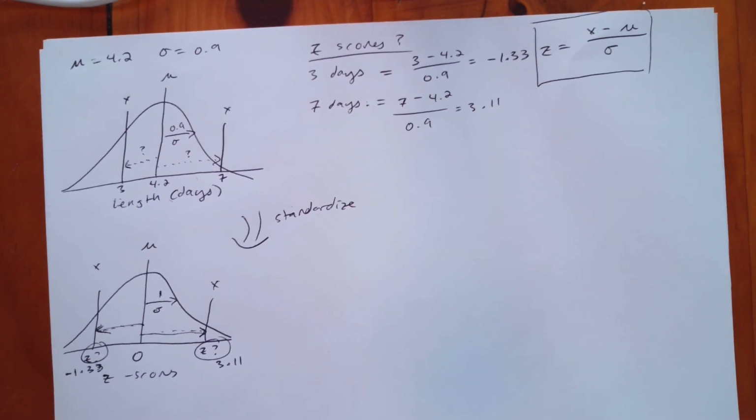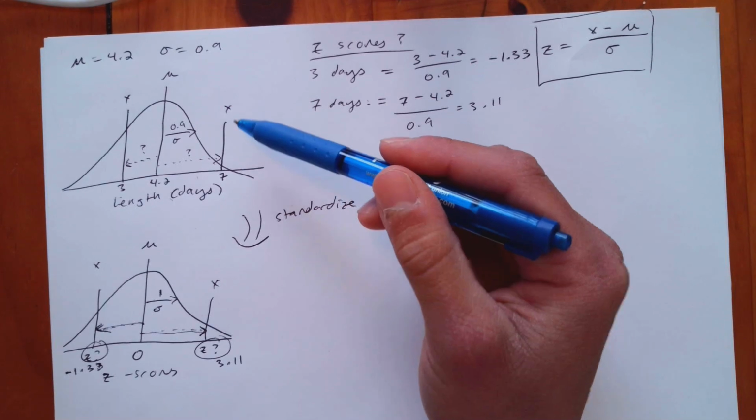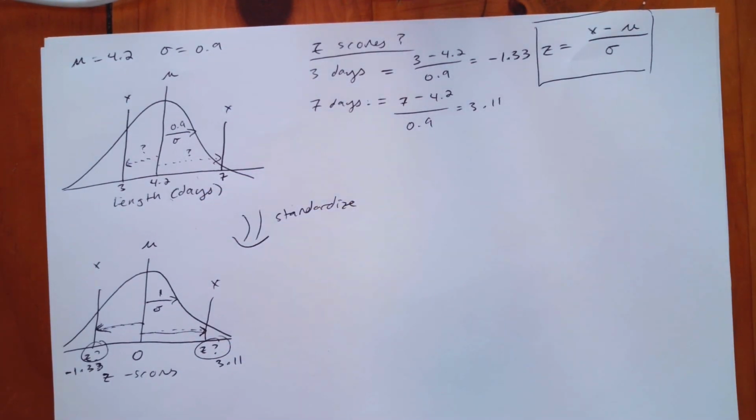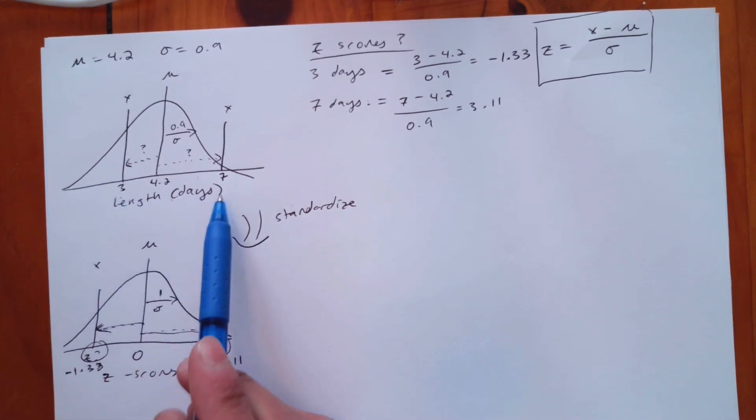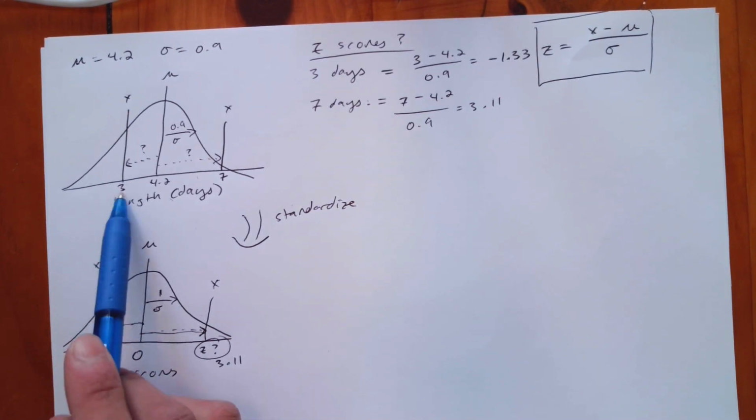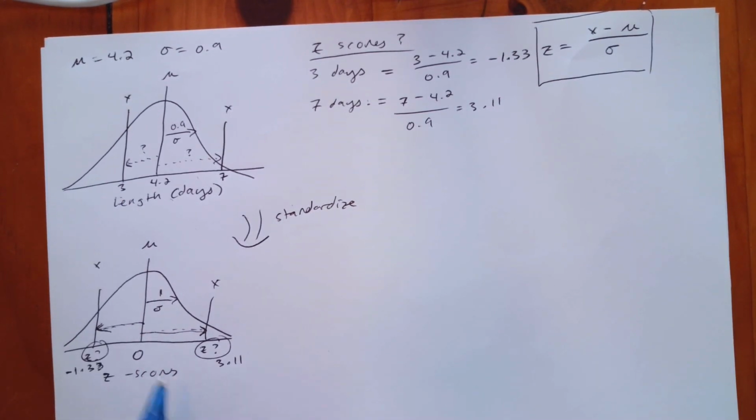So now we have our 2 normal distributions. They're exactly the same, except in this one we're counting in days, and in this one we're counting in z-scores. So we've got our 2 observations of interest at 3 and 7, and now we have z-scores for those. That tells us that we're at negative 1.33 standard deviations away from the mean in a negative direction for this value of 3. And we are 3.11 standard deviations away from the mean in this direction for this value of 7. All right, so that was the first part of the activity there.